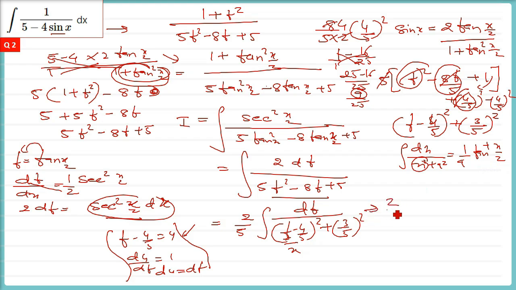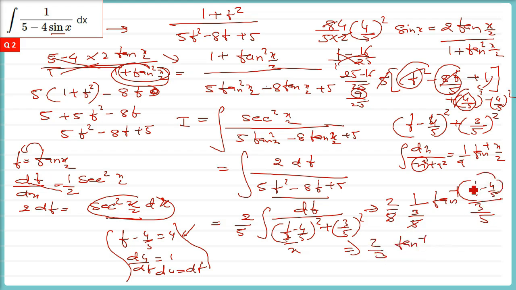So let's use this formula. 2/5 was already there. 1 by a, that is 1 by 3/5, tan inverse of x by a, what is x? t minus 4/5 divided by 3/5. So let's resolve the front part. This 5 gets cancelled, you have 2/3 tan inverse. Now t minus 4/5 will be (5t minus 4)/5. In the denominator we have 3/5, so 5 gets cancelled. It's (5t minus 4)/3. Now what was t initially? It was tan x/2, remember? So I'm just writing here, there are certain steps you have to write.